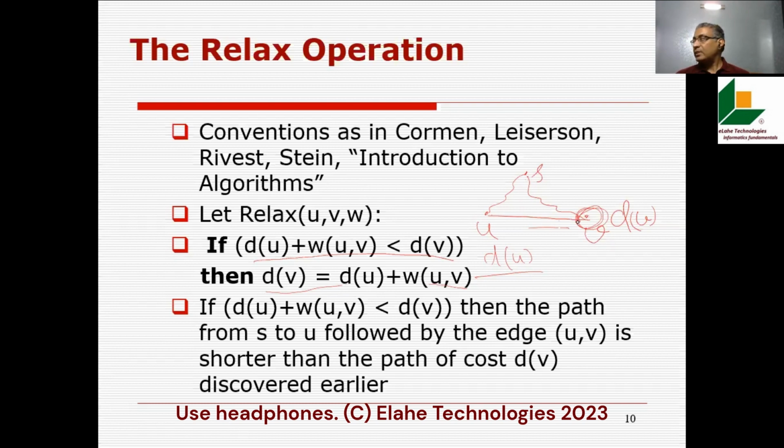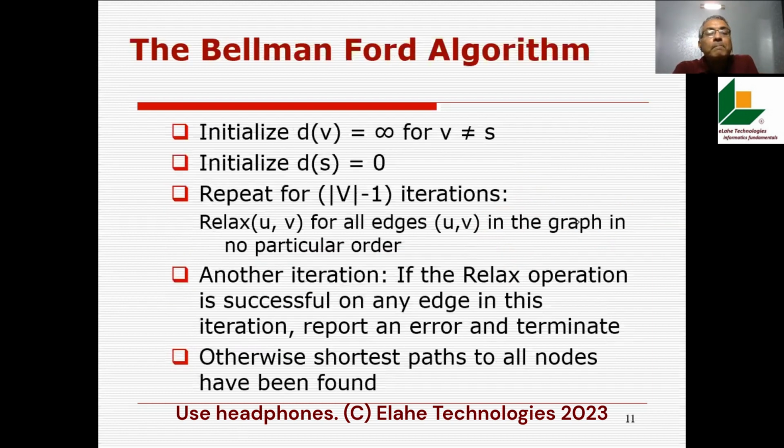This relax operation is something really interesting and very powerful. There are a whole lot of shortest path algorithms which are just built around the relax operation. We'll look at two such algorithms: one is Bellman Ford and one is Dijkstra shortest path. So here is a description of the Bellman Ford algorithm. Initially, all the d values are set to infinity for all vertices except the source node. For the source node, the d value is set to 0.